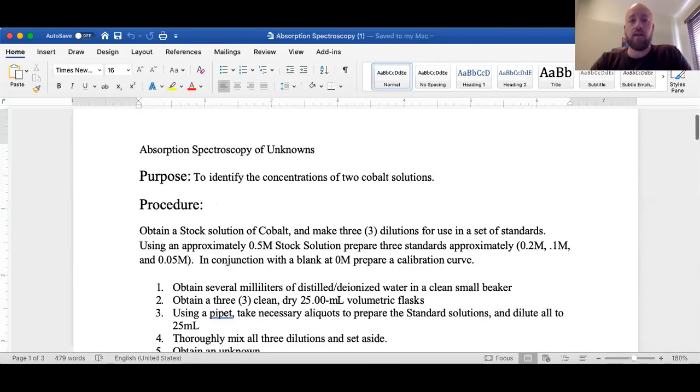To identify the concentrations of the 2 cobalt solutions. Okay, so just like in the physical properties lab, I want to know what is the concentration of unknown number 1 and what is the concentration of unknown number 2. Okay.